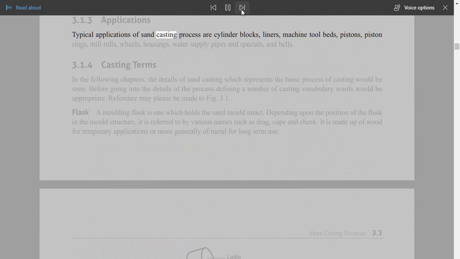3.1.3 Applications. Typical applications of sand casting process are cylinder blocks, liners, machine tool beds, pistons, piston rings, mill rolls, wheels, housings, water supply pipes and specials, and bells.